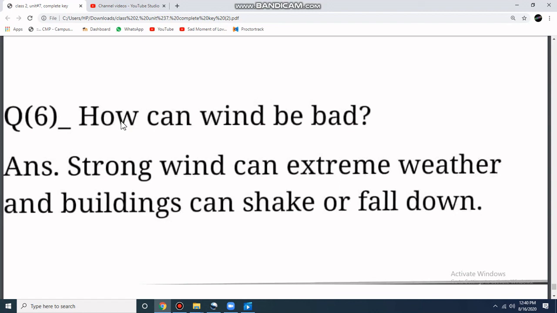Wind is bad and wind is good. Wind is good for the plants and good for some people and good in many ways, and the same wind can be bad in many ways. So this chapter is very easy.